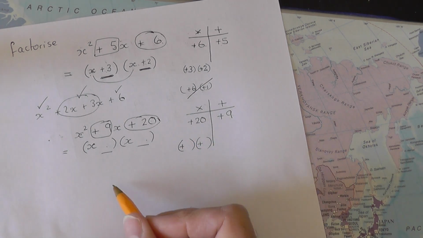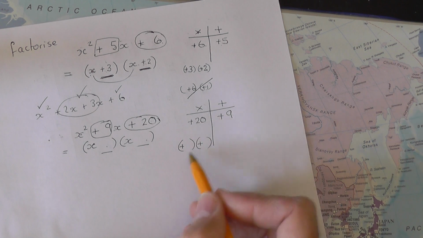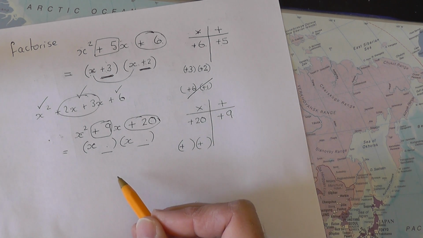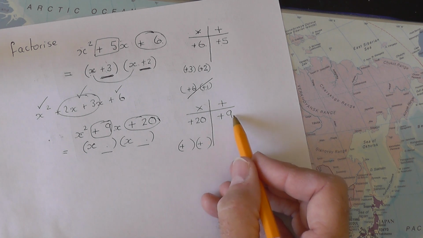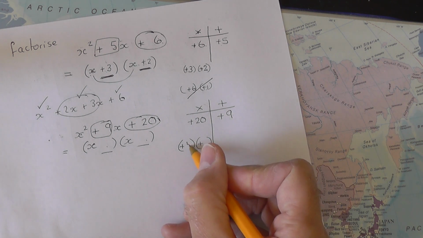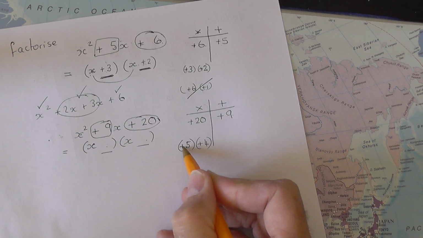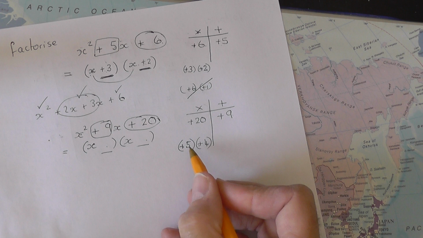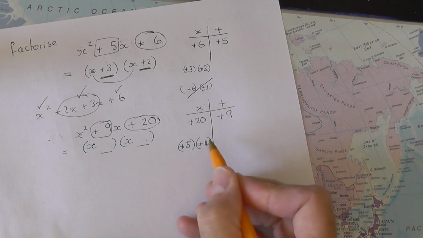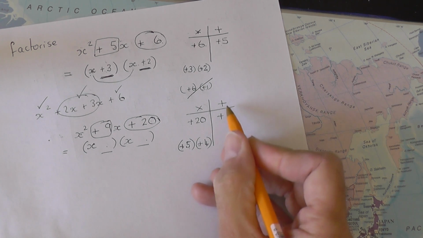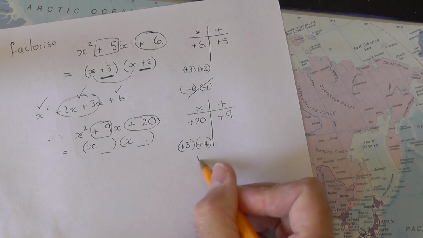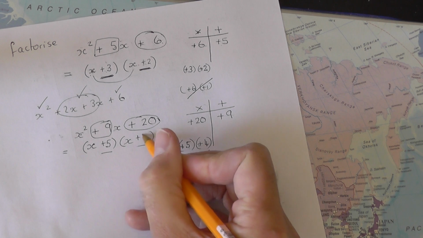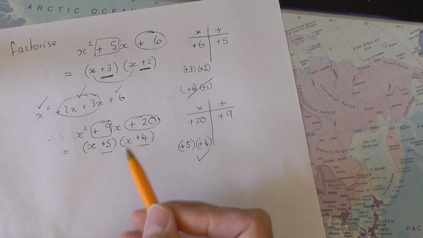If you know your times tables, it's either 20 and 1. No, that can't give plus 9 when you add them. 10 and 2. Well, 10 and 2 can't give plus 9 when you add them. How about 5 and 4? Plus 5 times plus 4 give plus 20. And if you use the army method, positive army 5 with positive army 4 join forces, positive army 9. Correct. Plus 5 goes in that bracket, plus 4 goes in that bracket, or you could put them the other way round.